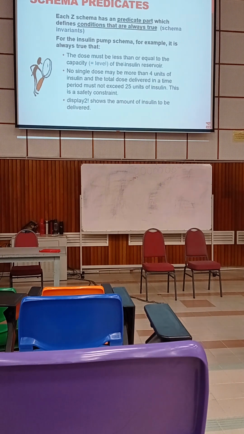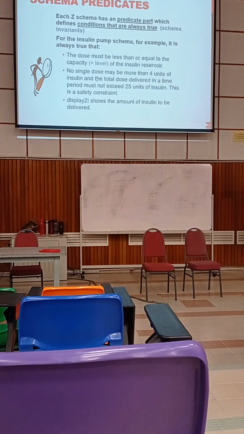Okay, the dose must be less than or equal to capacity. Let's say your pump capacity is very little. So is there any possibility for you to have a dose more than the capacity? Not logical, right? So that's one of the constraints. I can say constraint or I can say condition. That's why I say condition or constraint. So you have to define all the conditions or constraints which your operation needs to follow later. Okay? So all the conditions or constraints come under predicate.